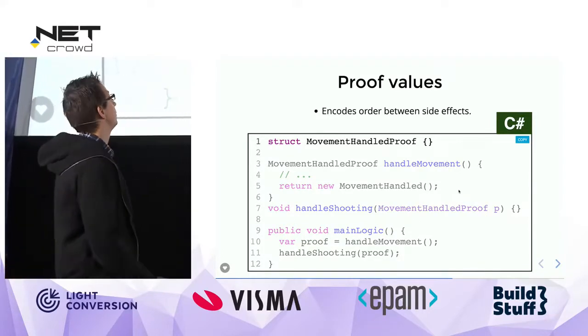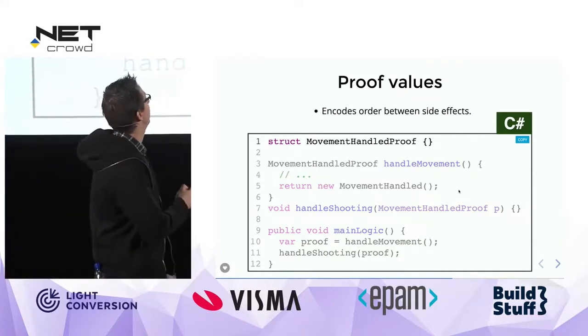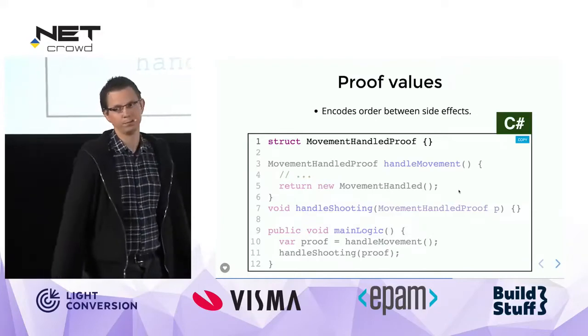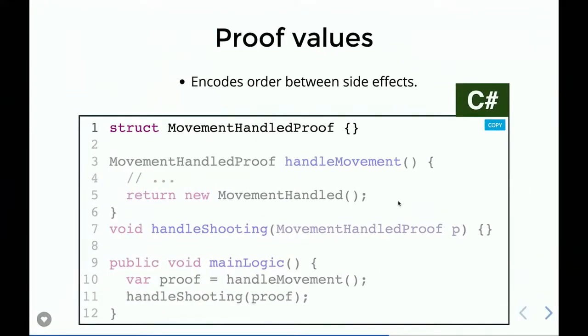The idea is you just say there's a proof value. You define a type. You say, MovementHandledProof. It doesn't have any data in it. Nothing here. But the idea is that you have a function that does some side effects, and at the end of it, it just creates this proof value. Well, there's an error, it should be proof. But it creates this proof value.